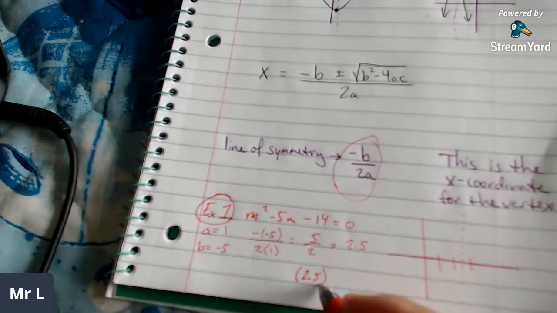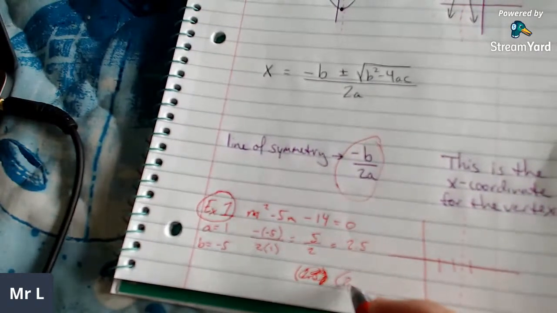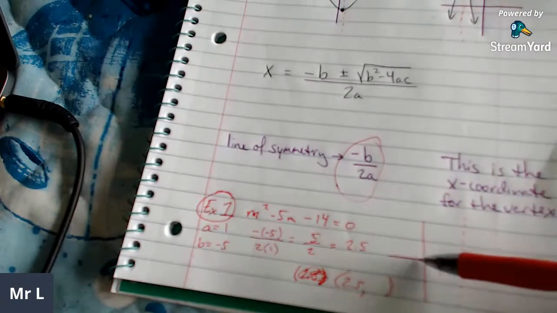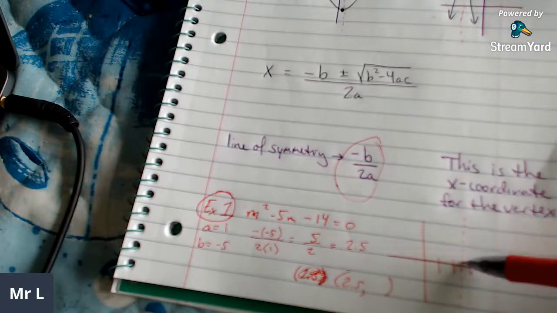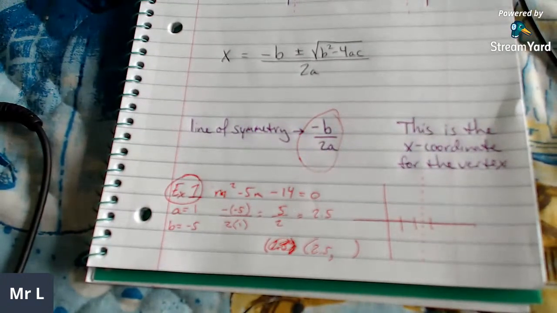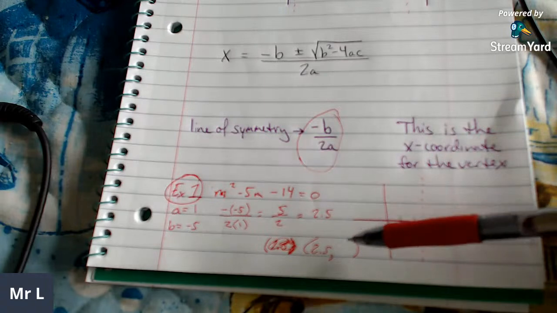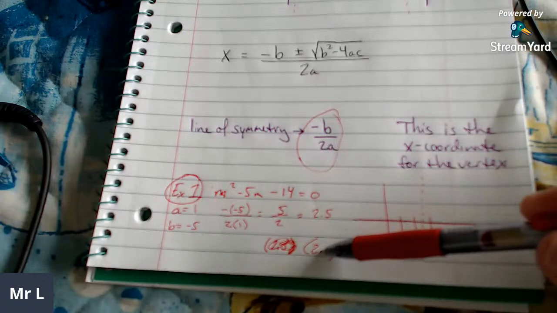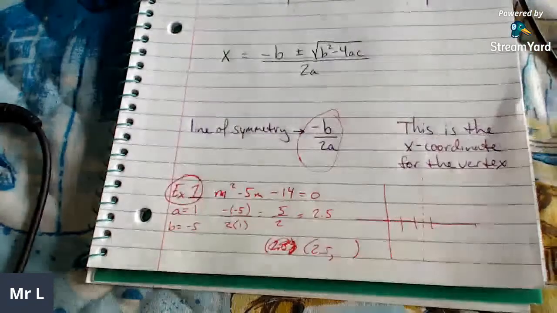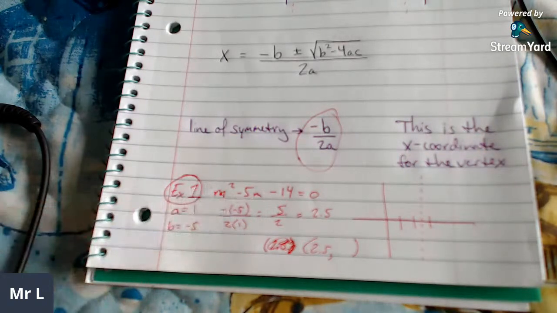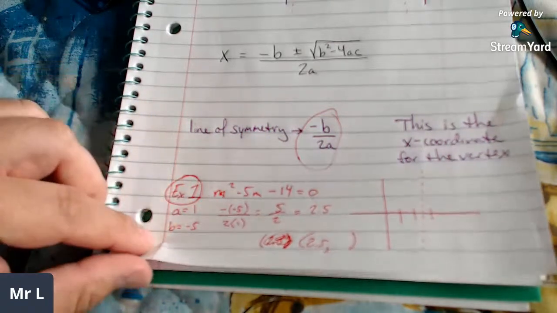2.5, comma. Now, the y-coordinate. If we know we come over 2.5, are we going to go up or down from there? What we have to do is find out what y equals when x is 2.5. That means plugging 2.5 back into your original equation. I'm going to turn the page for this because I need a little bit more room to write.